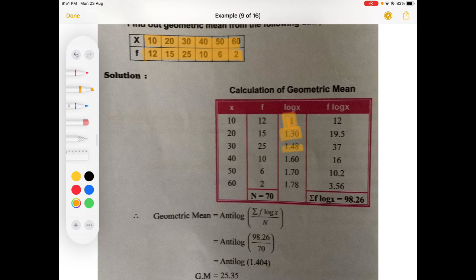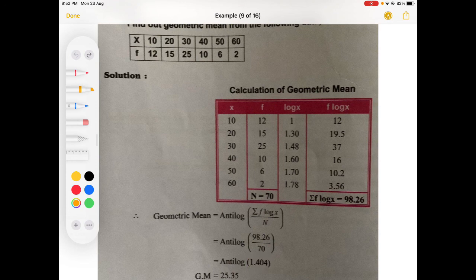Then we multiply the frequencies with the log values. So 12 into 1, 12. 15 into 1.3, 19.5. 25 into 1.48, 37. 10 into 1.6, 16, and so on. Once we have done that, we calculate the sum of the frequency into the log values. Then we divide it by n. So when we replace the values here, we get 98.26 divided by n, the total of all the frequency values, which is 70. Once we have calculated that, we put it into the formula and we get 1.404.